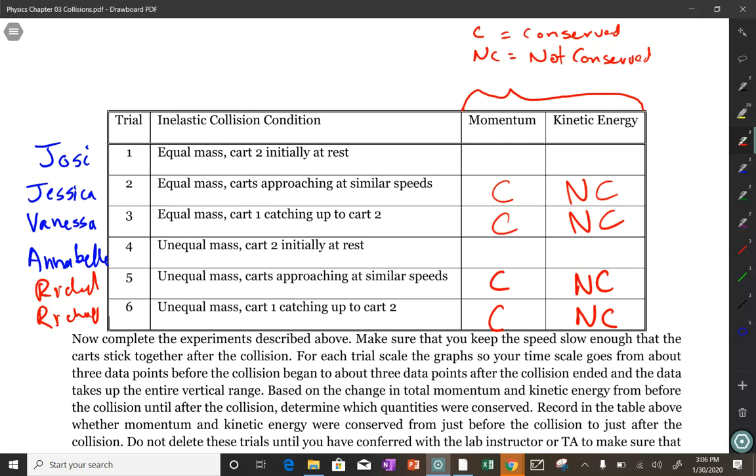But what it would be is not changed because it didn't change a lot. Well, not conserved, because it did change a little bit. So then for the kinetic energy, that's the green line? Definitely not conserved. Yeah, definitely not conserved.